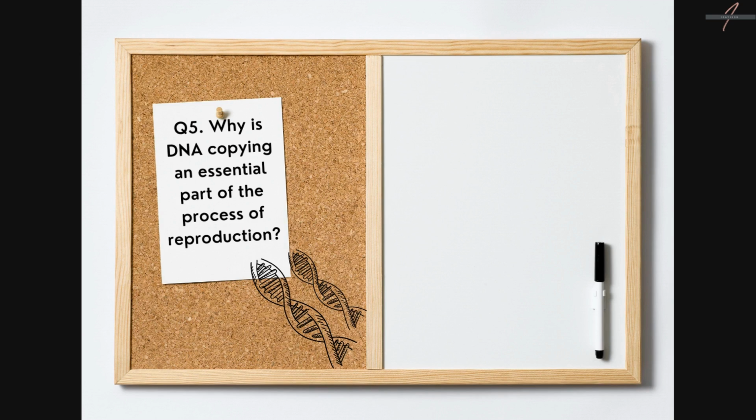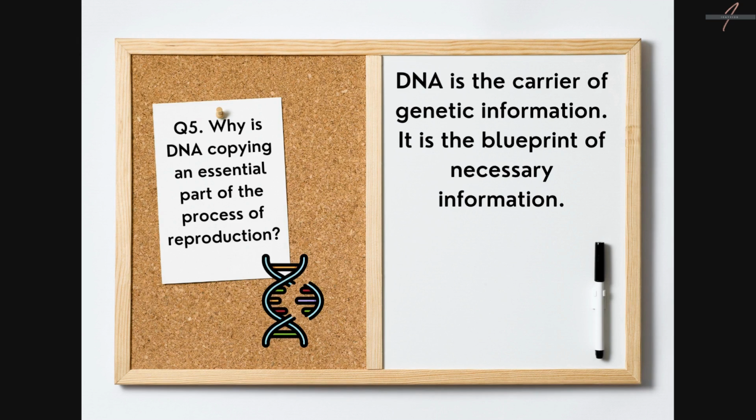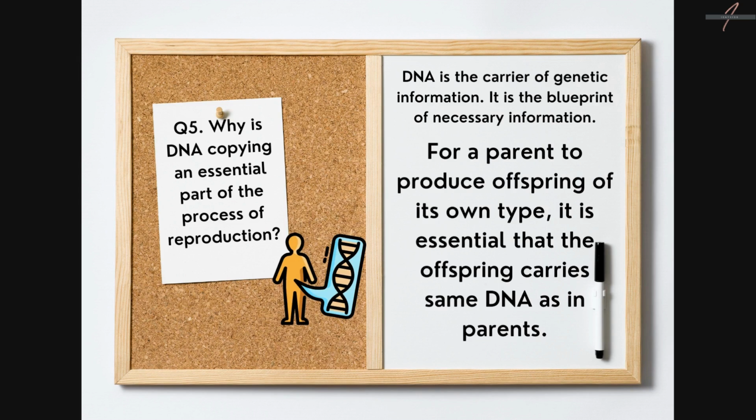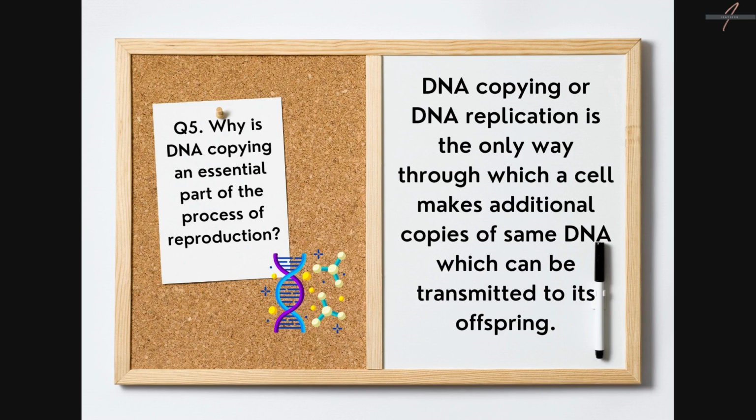And the last question for now is, why is DNA copying an essential part of the process of reproduction? DNA is the carrier of genetic information. It is the blueprint of necessary information. For a parent to produce offspring of its own type, it is essential that the offspring carries the same DNA as in parents. Thus, DNA copying or DNA replication is the only way through which a cell makes additional copies of same DNA which can be transmitted to its offspring. Thus, DNA copying is an essential mechanism for reproduction.